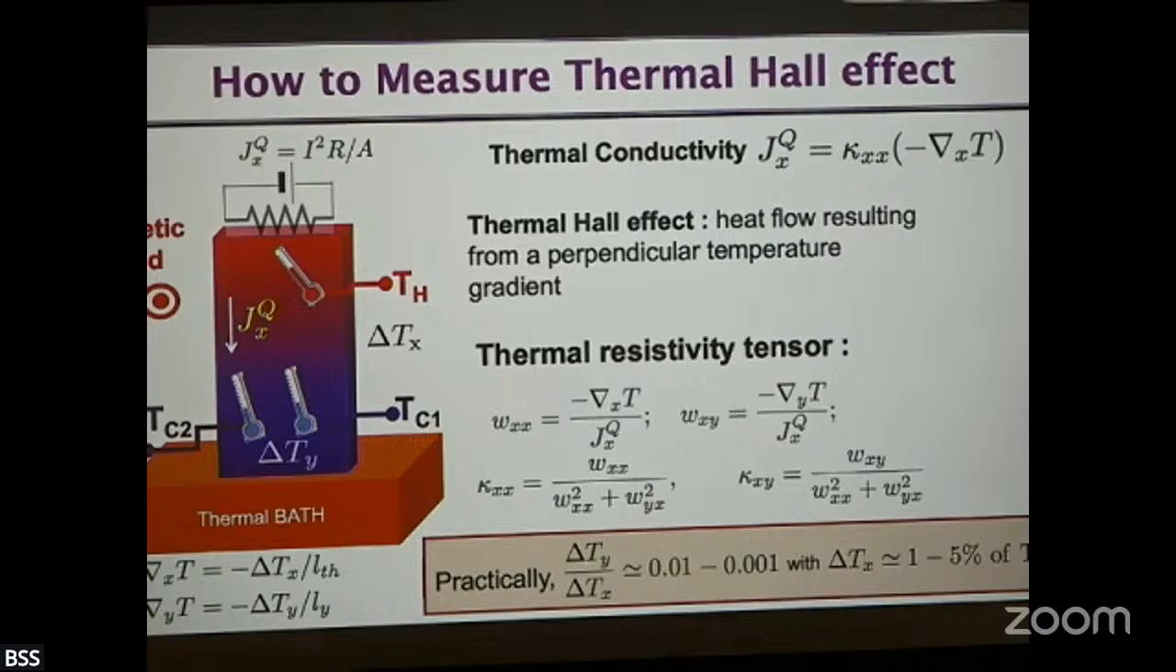But the bottom line is that practically this ratio is small, and delta Ty is a lot smaller. The available data are on the order of 0.01 to 0.001 if you do the full measurement. Think about that: let's say at 3 Kelvin, our temperature gradient is 30 millikelvin, and now we're talking about 0.3 millikelvin temperature gradient or even smaller, okay?